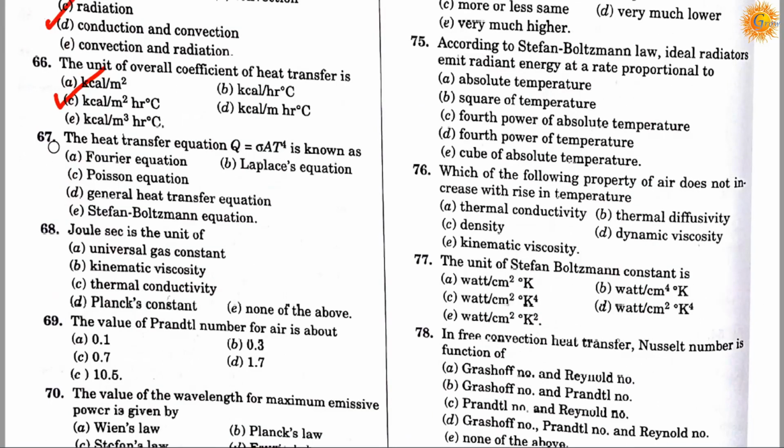Question number 67. The heat transfer equation Q is equal to sigma A T power 4 is known as option A, Fourier's equation, option B, Laplace's equation, option C, Poisson's equation, option D, general heat transfer equation, option E, Stefan Boltzmann equation. Correct answer is E, it's the Stefan Boltzmann equation.